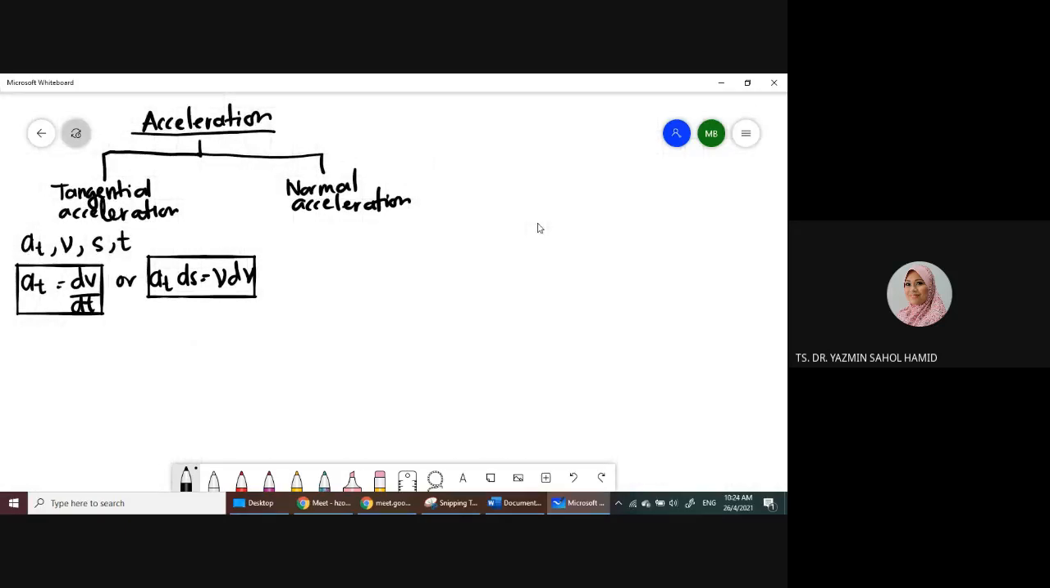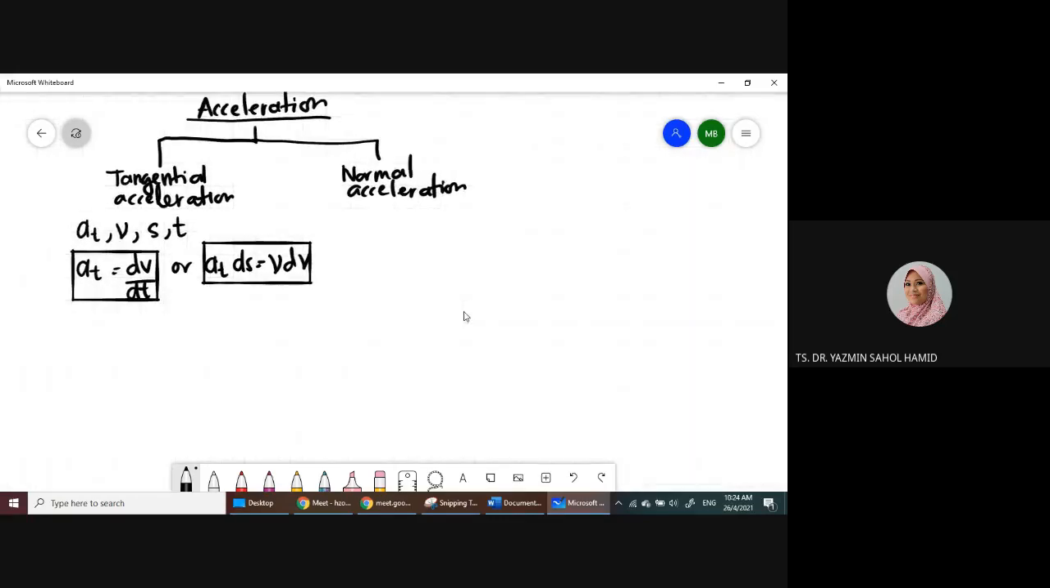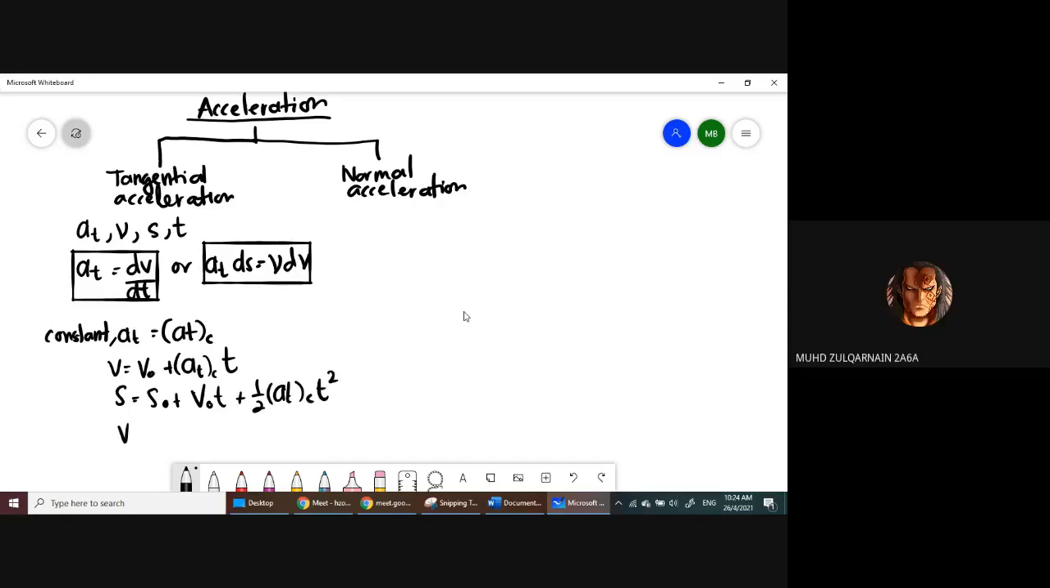And for the tangential acceleration, there's also another case where you use constant acceleration. Remember, at equals a constant acceleration, which is v equals v naught plus at c t. Remember these ones? Do you remember, guys? Yes, madam. Good. We're still using it.